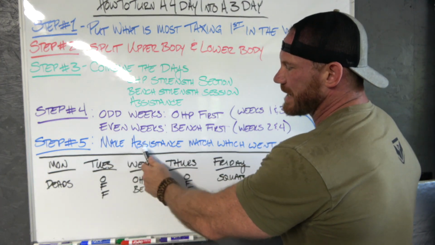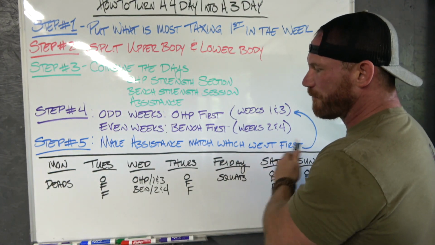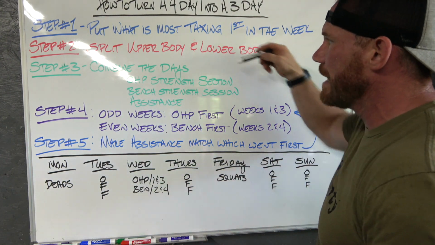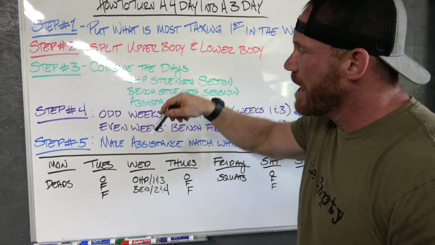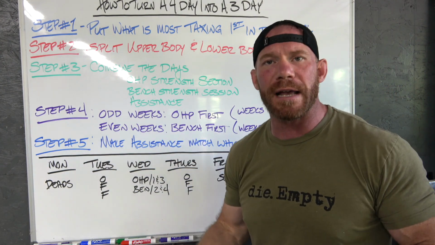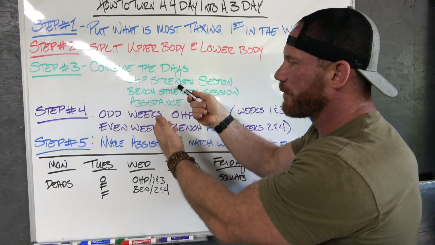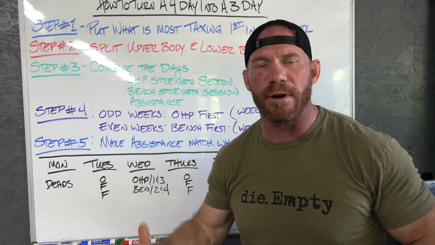So you're just going to take your assistance and make it match what went first for that week. So weeks 1 and 3, you're doing your overhead press first. That means your assistance is going to be overhead press heavy. If you're doing your bench press first, it means that your assistance work for that day is going to be bench press heavy.